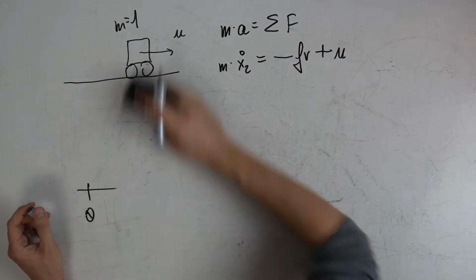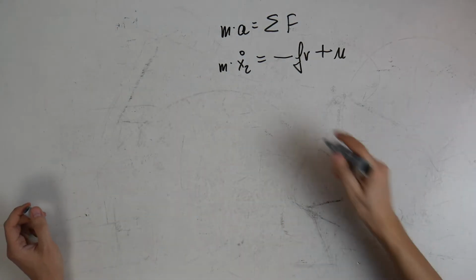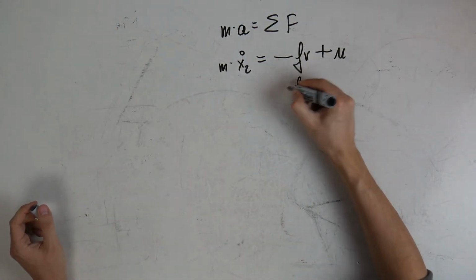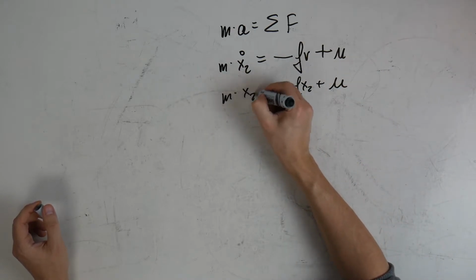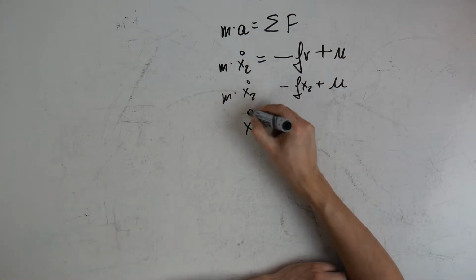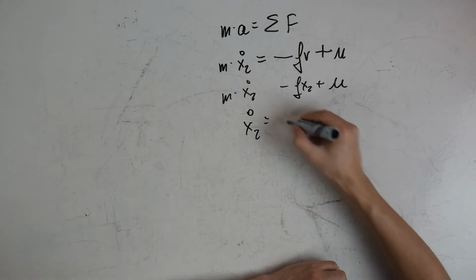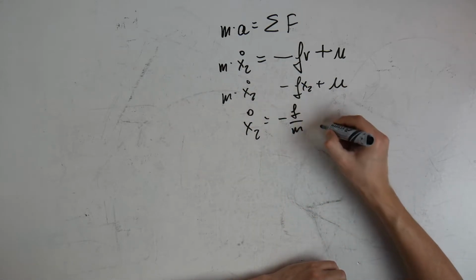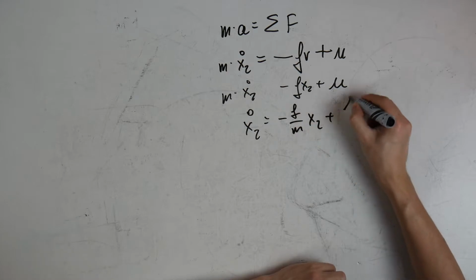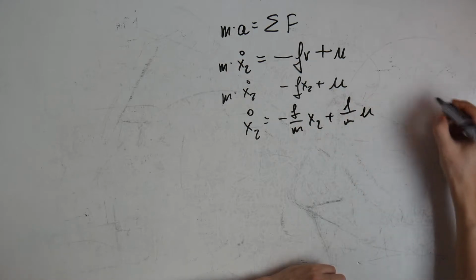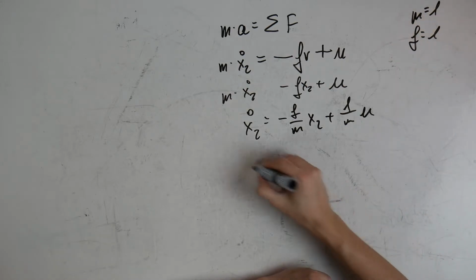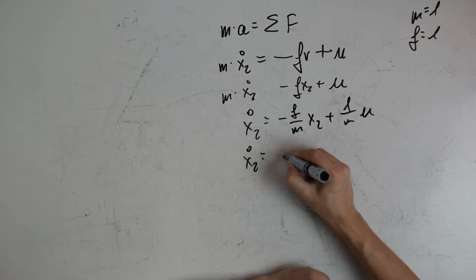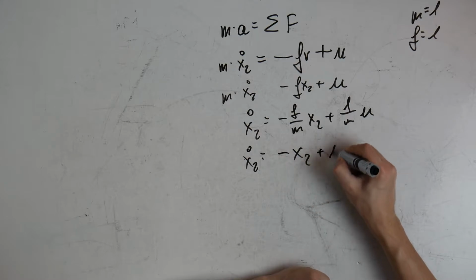Okay, I've got my first equation. I also need to correct this: this is x2. Okay, this is m times x2 dot. So my dynamics are, I will divide by mass: minus F divided by mass times velocity, plus 1 divided by mass times u. Of course, my mass was 1, my friction is 1. This is the equation for the dynamics of my system.